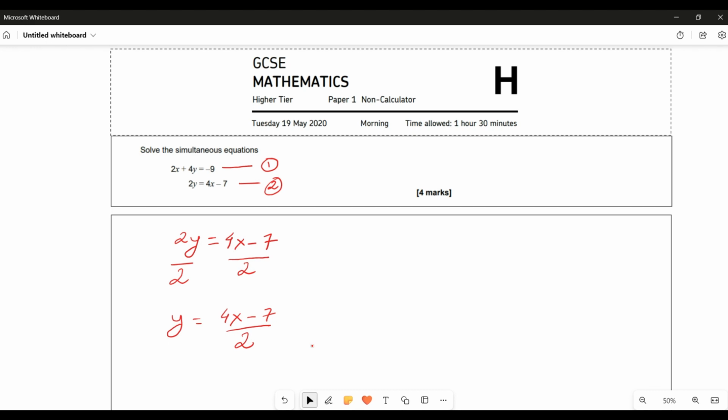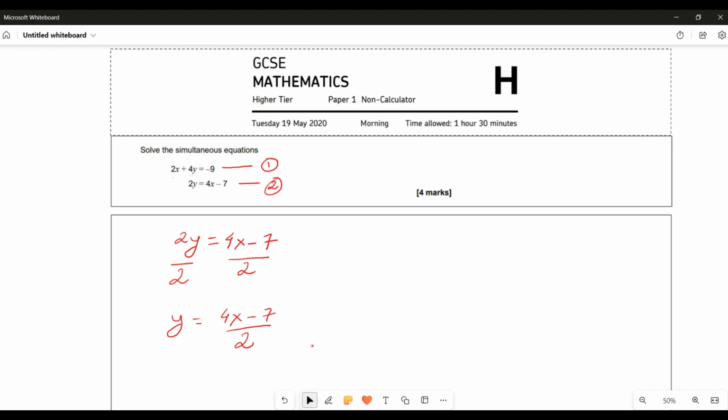Now, if you had taken equation 1, I will explain why we have not taken equation 1 to make y the subject. If you take equation 1, it's pretty difficult to make y the subject, because you have to get rid of that 2x and that 4 to make y the subject. And if you want to make x the subject, you have to get rid of this 4y and this 2 to make x the subject, and so on.